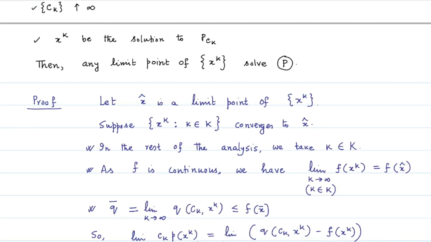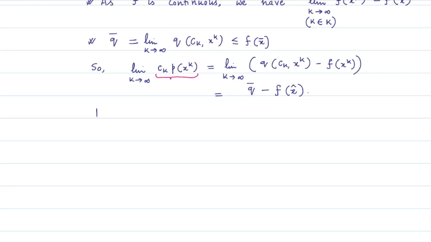As c_k is diverging to positive infinity, we have here that the limit as k tends to infinity of p(x_k) is equal to 0 certainly, because as this sequence c_k times p(x_k) is convergent, it is bounded, and hence you have the absolute value of c_k p(x_k) less than or equal to some constant. Therefore as c_k tends to positive infinity, you have p(x_k) converging to zero.